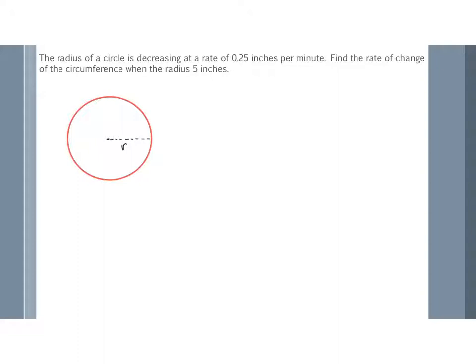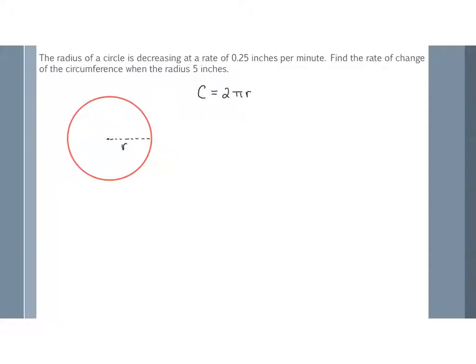Now, the circumference of our circle is given by a formula, circumference equals 2 pi r. Now you'll notice that this particular equation does relate circumference and radius, which are the two quantities that we want to discuss, the radius and the circumference.